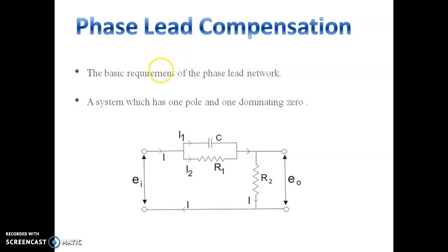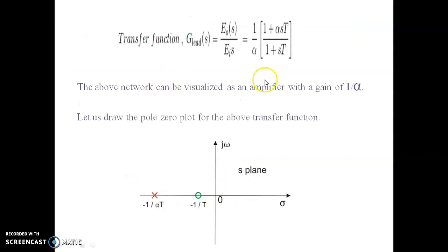So you can go through the diagram. Parallel capacitance and resistance, that is in series with the resistance. So if you apply KVL, then you will get this transfer function, which we already solved in the previous videos, how to find the transfer function for the electrical circuit, right? So the above network can be visualized as an amplifier with a gain of 1 by alpha, right?